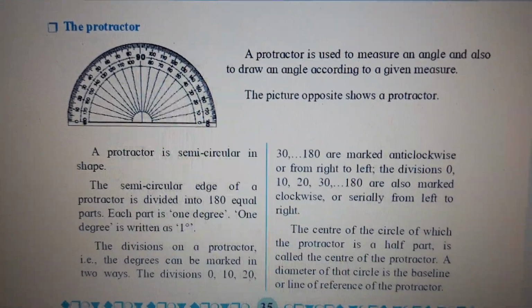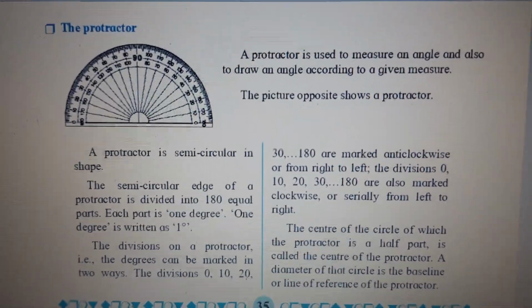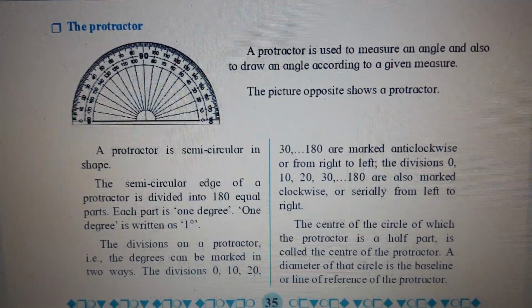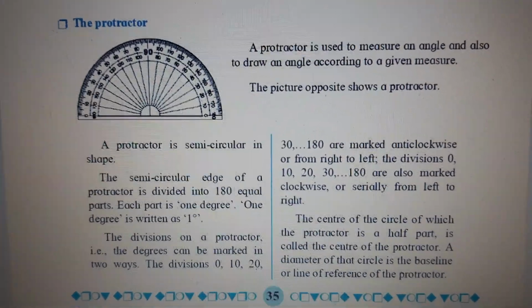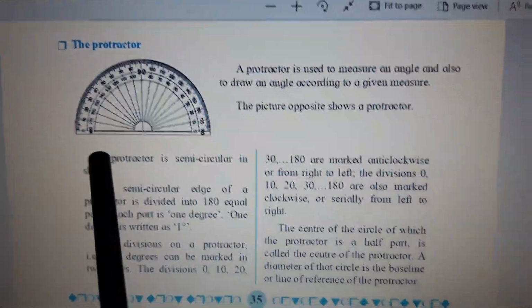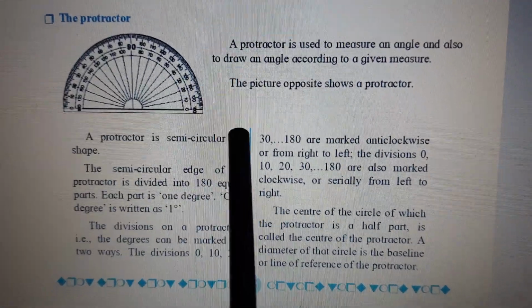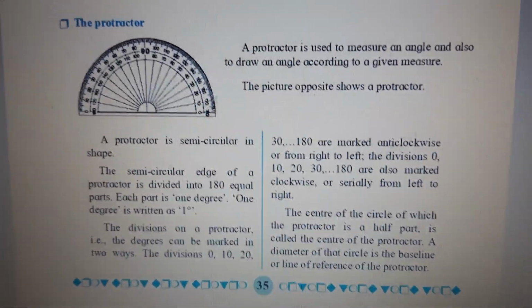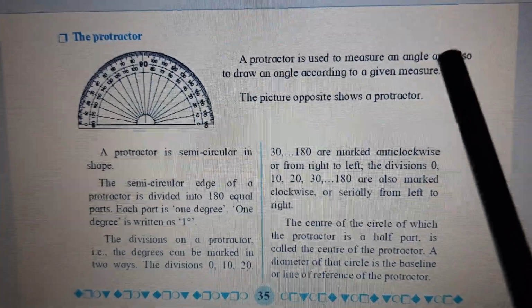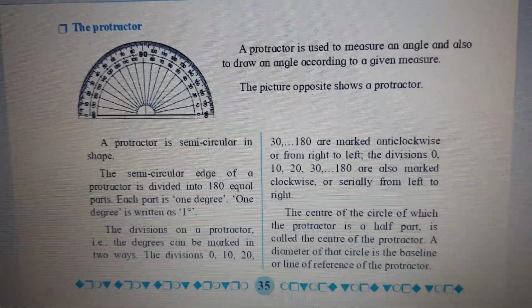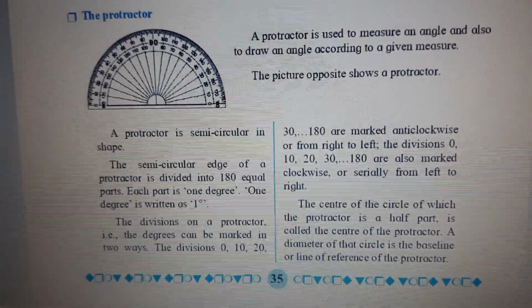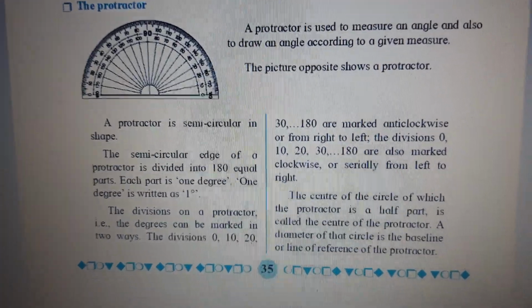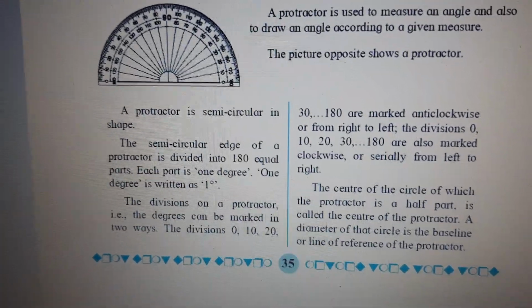So the next topic is, children, protractor. The protractor, which sometimes you call it as D. It's in the shape of D. You can see this protractor in the shape of D. Protractor is used to measure an angle and also to draw an angle according to a given measure. So the picture opposite, that is this picture they are talking, shows a protractor.